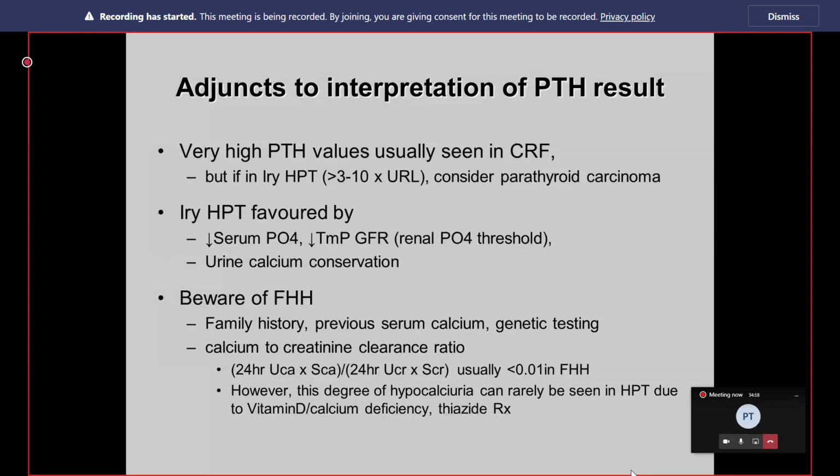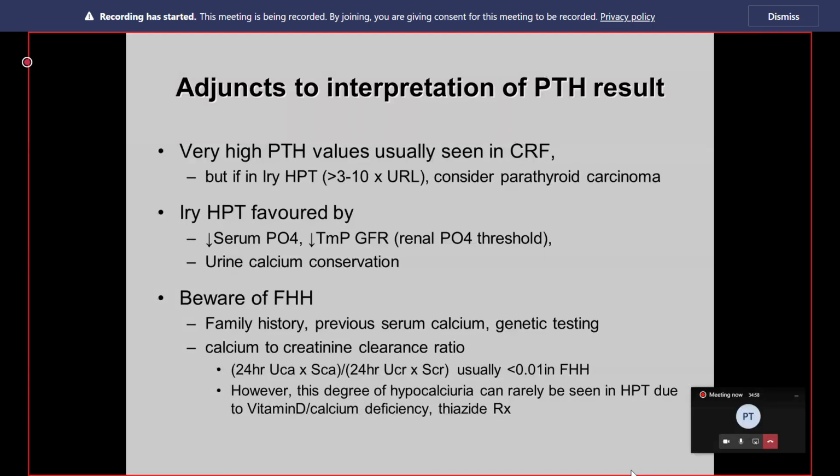The other biochemical features of primary hyperparathyroidism are a low serum phosphate due to renal phosphate wasting, and we usually calculate TMP-GFR, which is a measure of the renal phosphate threshold. So if the renal phosphate threshold is low, then there's phosphate wasting, which is what happens in primary hyperparathyroidism. Alternatively, calcium is in fact conserved by PTH action. So in primary hyperparathyroidism, there's urine calcium conservation. So urine calcium is lower than expected for that serum calcium.